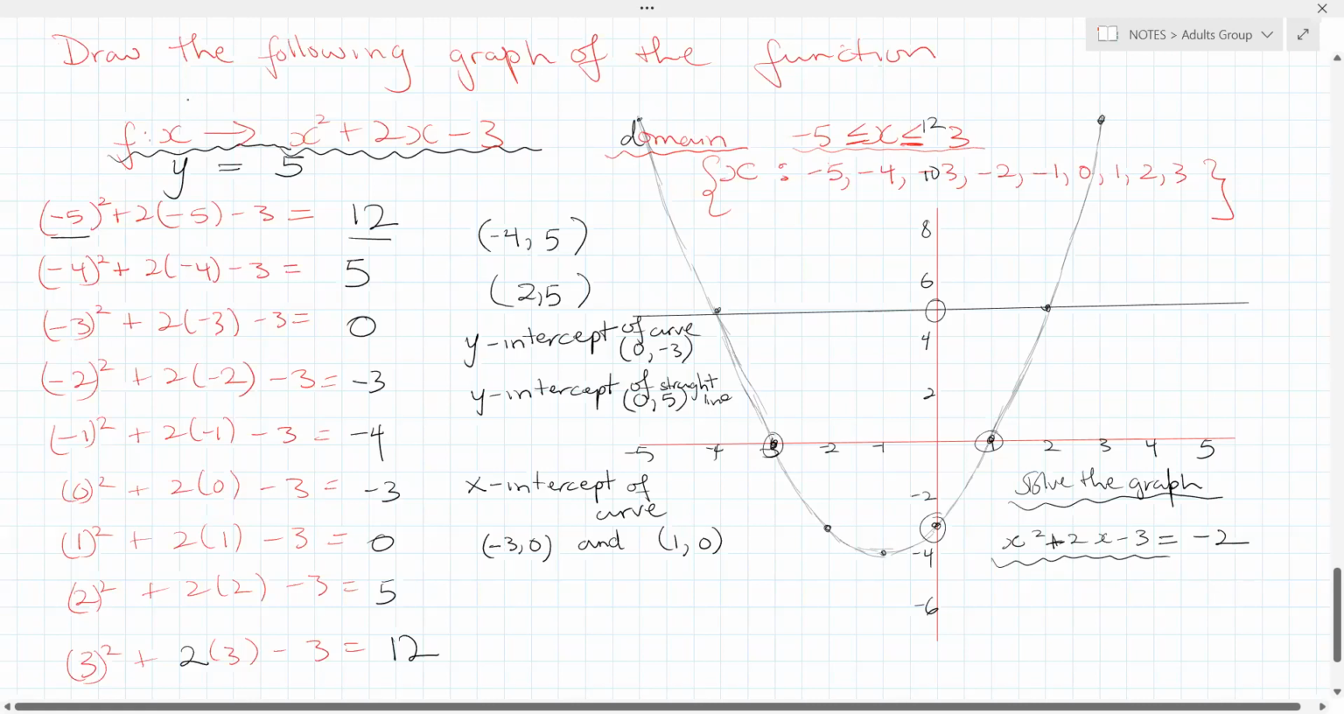No? D5. Y is 5. So we're not talking about the y is equal to 5 part. What is another way to write this? When we started functions, we learned a bunch of different ways you could represent a function. This was one. What's another way?